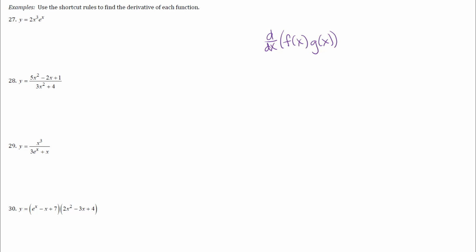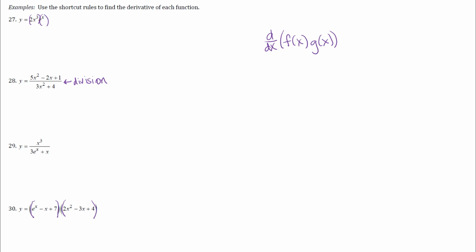All right, and so in example 27 here, we've got 2x cubed times e to the x. So that is a product of two functions. 2x cubed would be one of the functions, and e to the x is another function. And then notice in 28, there we've got 5x squared minus 2x plus 1 over 3x squared plus 4. So that one's got division, so that one is quotient rule. We'll look at that in the next video. 29 is also division, so that will also be quotient rule. But then 30 is another one that has a product of two functions, and so that's another product rule example.